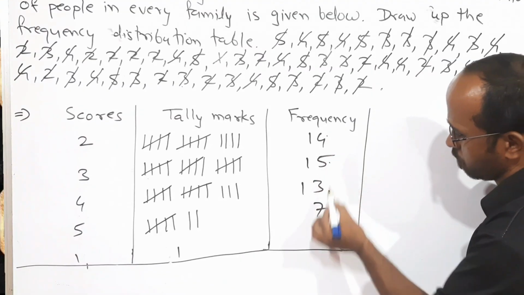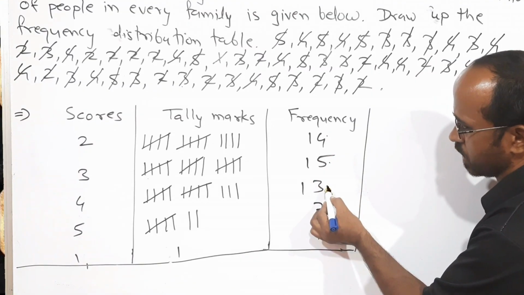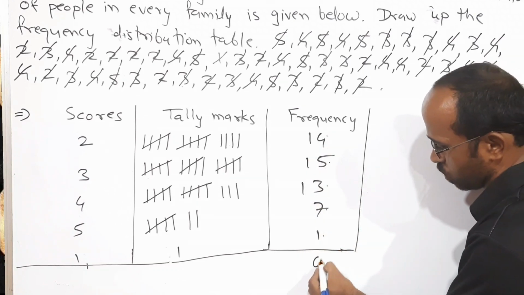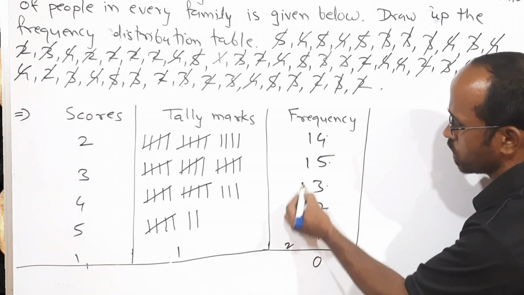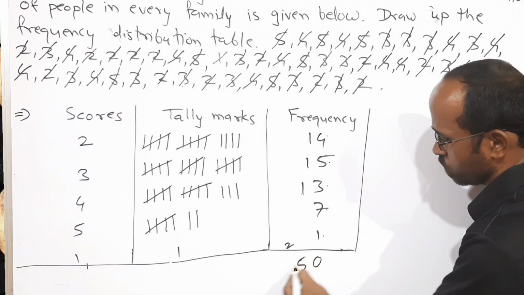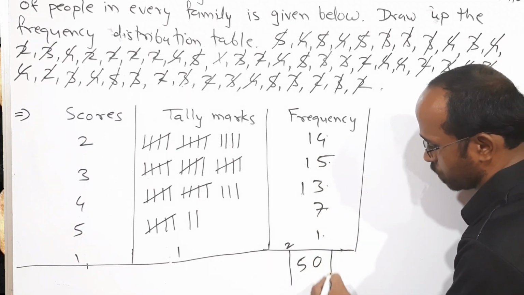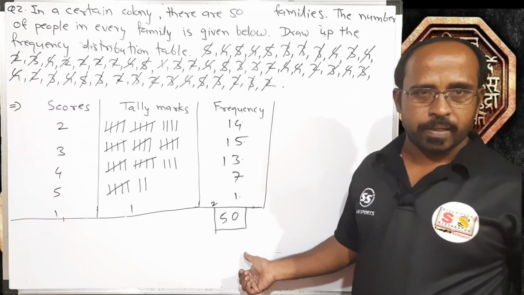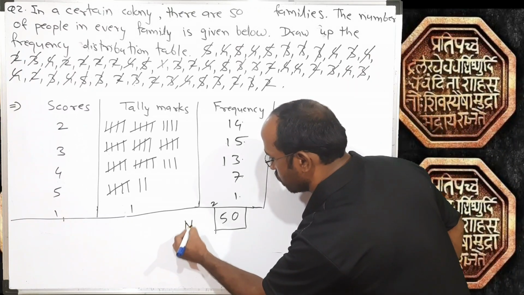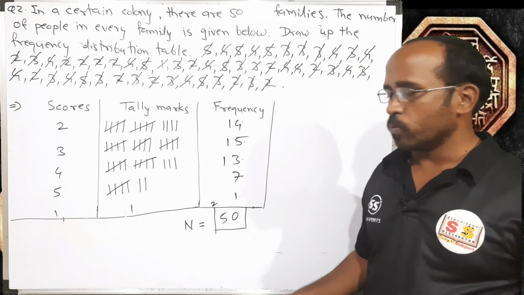4 plus 5, 9 plus 1, 10. 7 plus 3, 10. 10 plus 10, 20. So 0 will be here, 2 will be carried. 2, 3, 4, 5. So we have checked the tally marks of total 50 families. Here we can say n, which denotes number, is equal to 50.